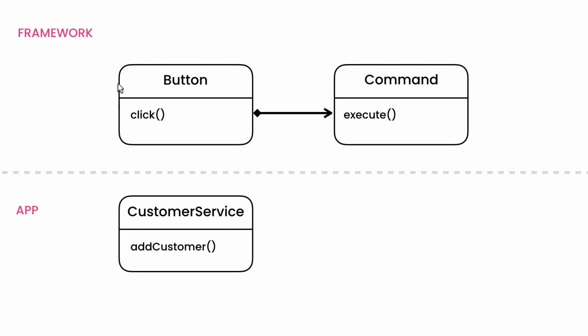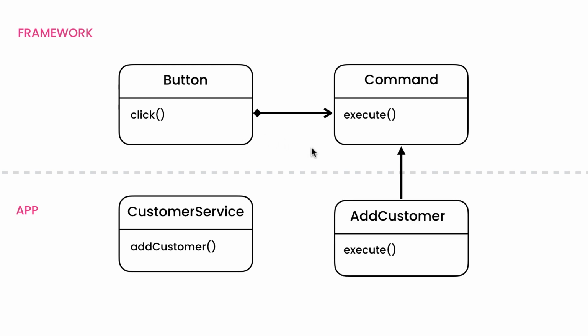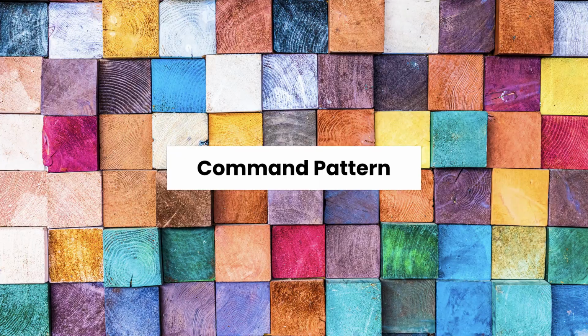Now, John Smith is going to take our framework and build an application with a graphical user interface. So he's going to implement the command interface inside a class called add customer. In the execute method of this class, he's going to call the add customer method of the customer service class. So this concrete implementation is simply delegating work to this object. This is where we have all the logic for working with customers. So the add customer class talks to this customer service. This is what we call the command pattern.